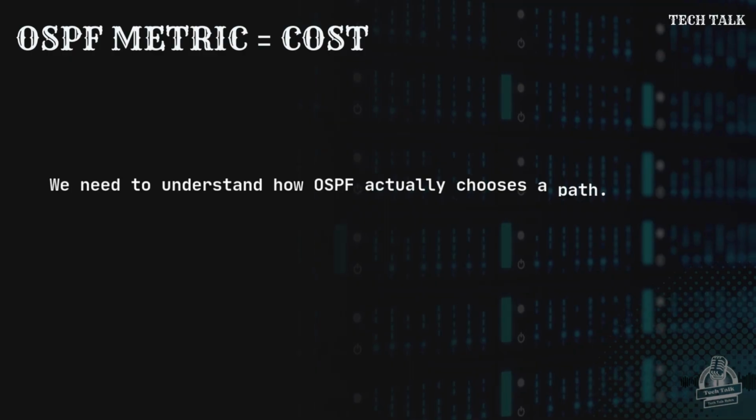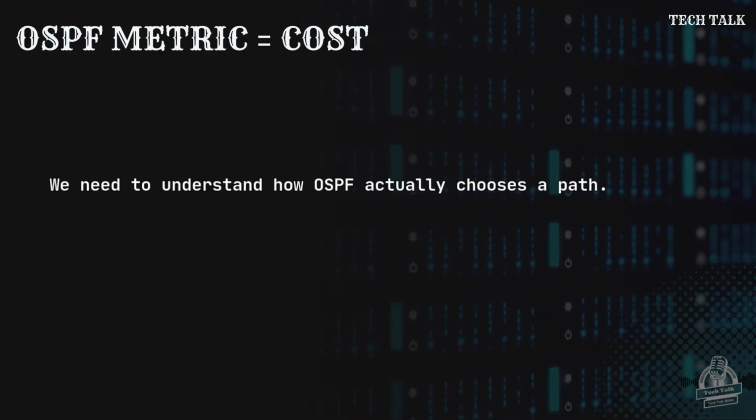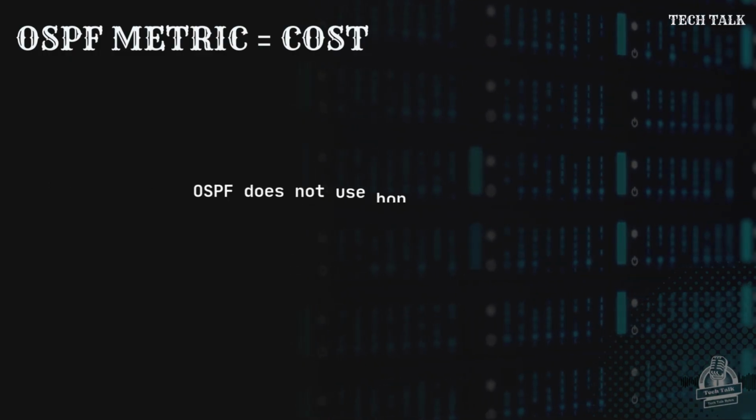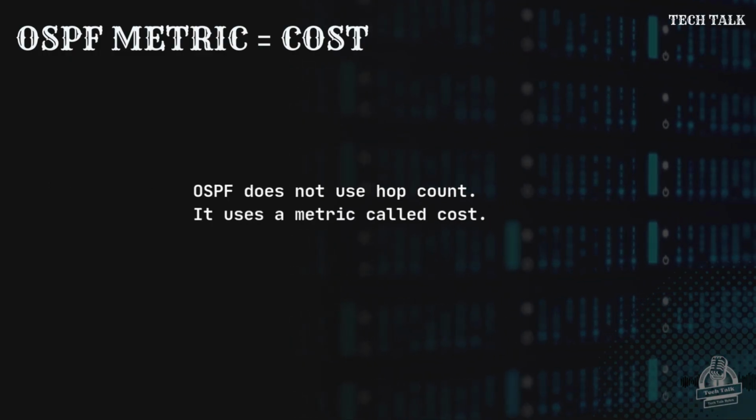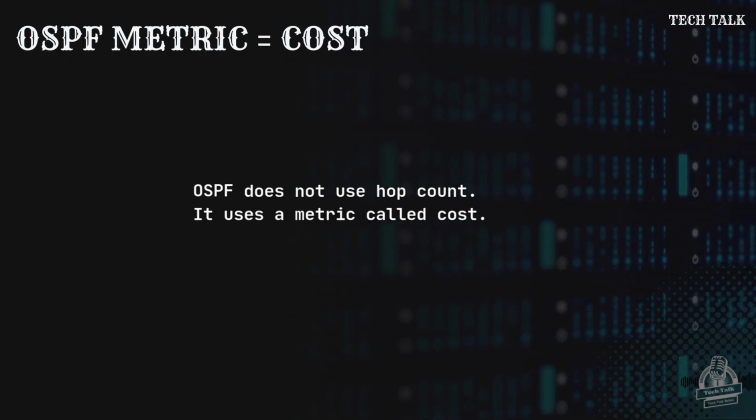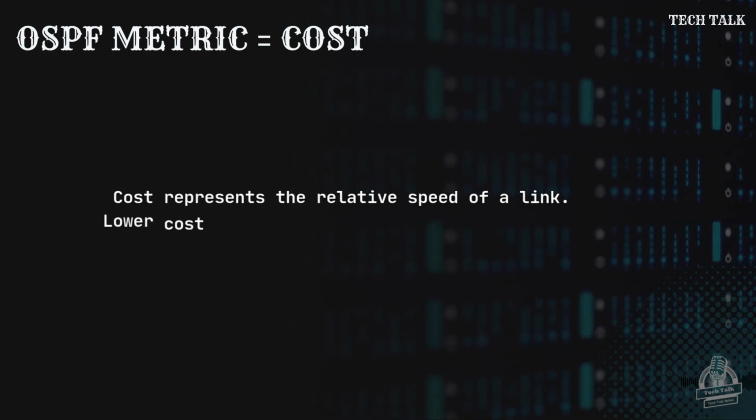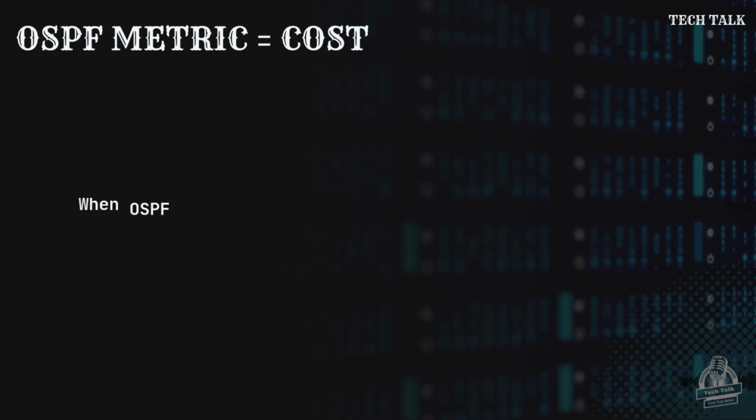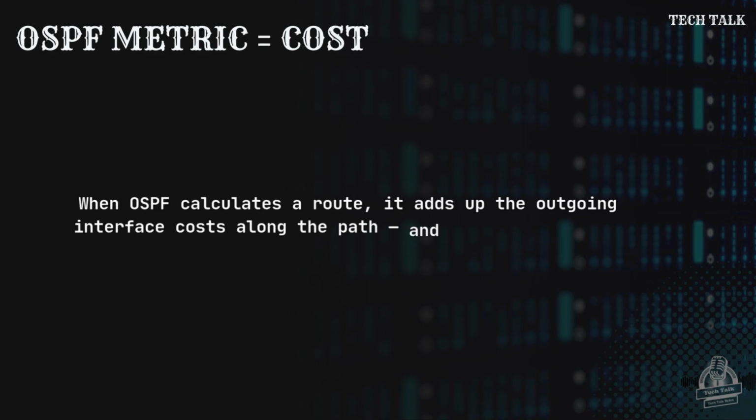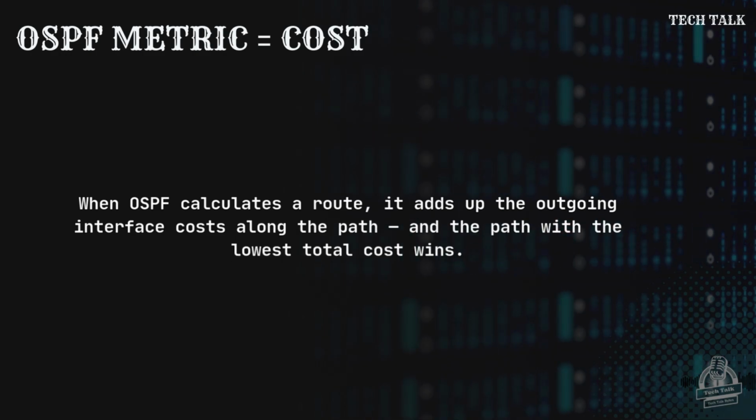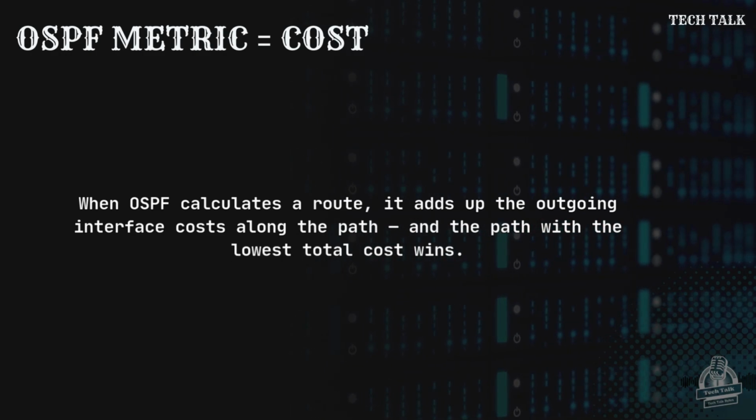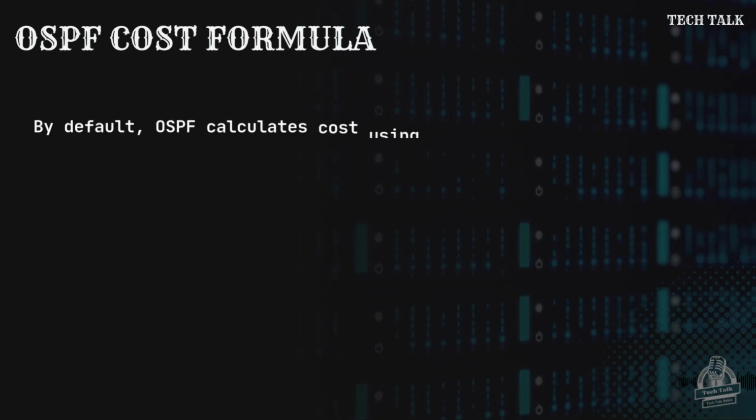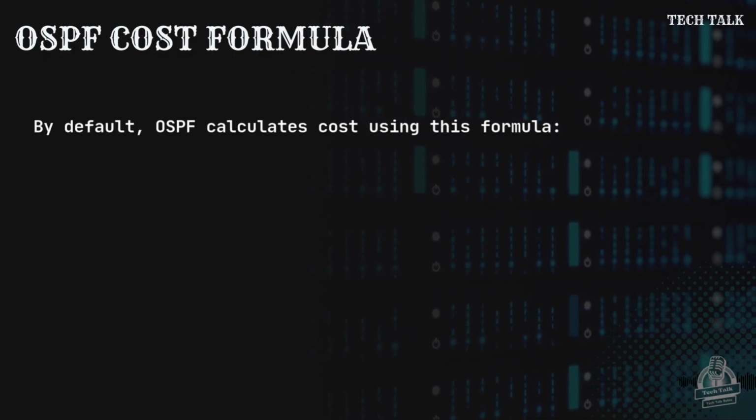Now, before we touch on verification, we need to understand how OSPF actually chooses a path. OSPF does not use hop count like RIP. It uses a metric called cost. Cost represents the relative speed of a link. Lower cost means a better, more preferred path. When OSPF calculates a route, it adds up the outgoing interface costs along the path, and the path with the lowest total cost wins.